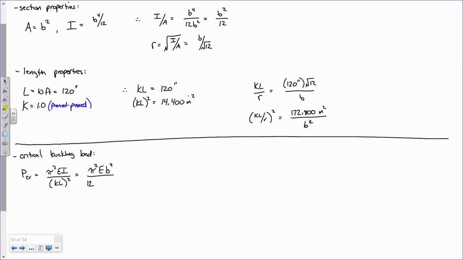And do we know KL squared? Yeah, that's 14,400 square inches. What don't we know in that expression? B. So let's solve that out. Would you agree that B to the 4th is, we take P critical, we need to multiply it by the denominator, so 12, and then on the bottom pi squared E. Did I do that right? Okay, so what do we got?